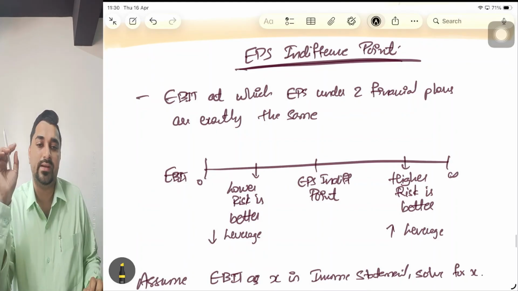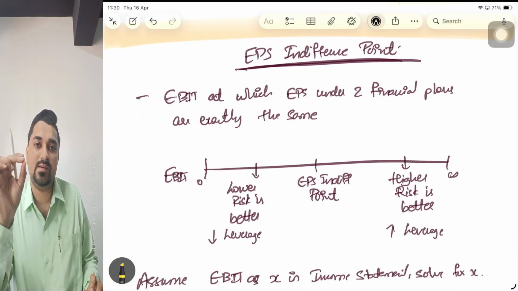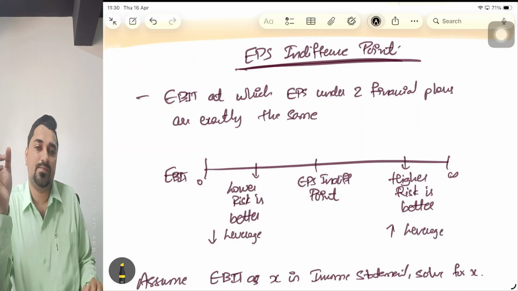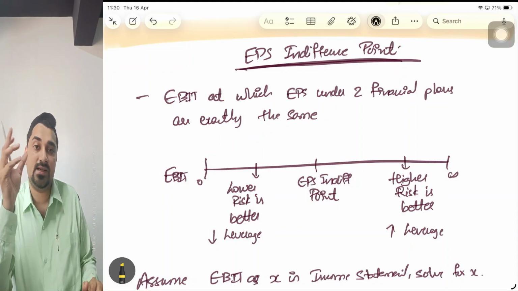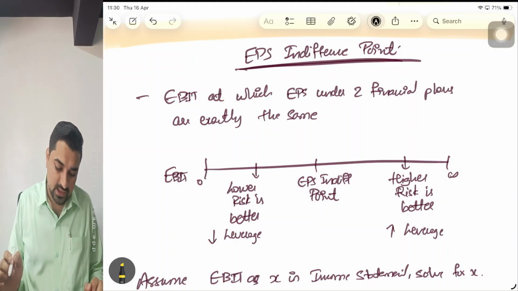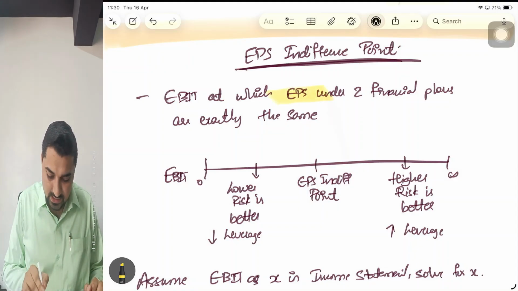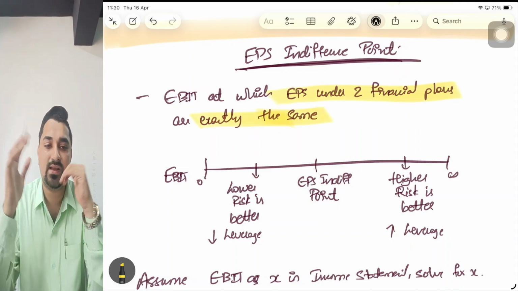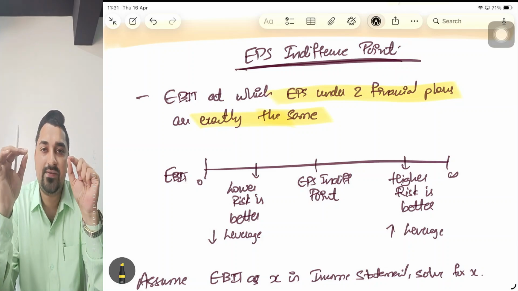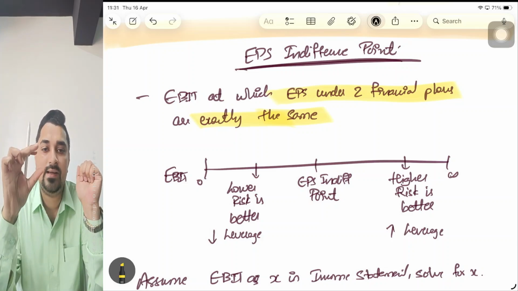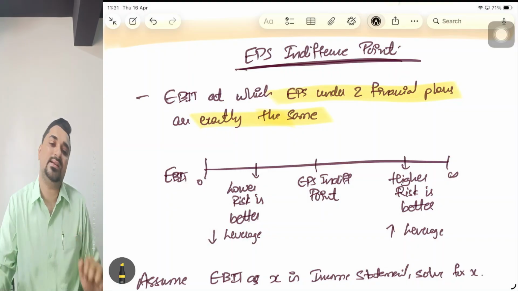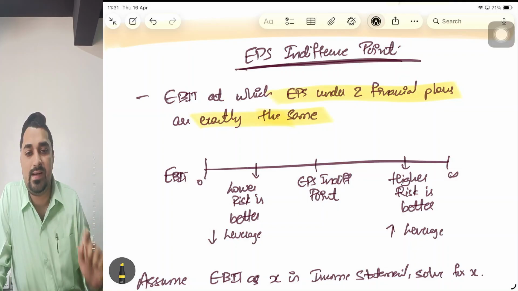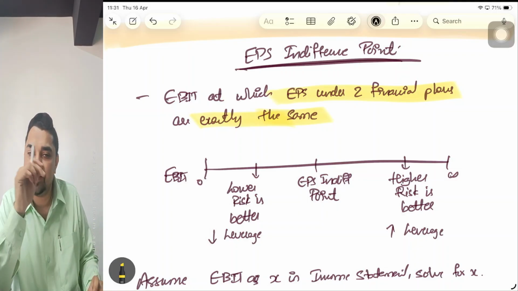Next concept, EPS indifference point. What do you mean by EPS indifference point? Sir, I have two financial plans, plan A and plan B, or plan 1 and plan 2, with a change in debt equity mix. So what is the indifference point? It is that level of EBIT at which EPS under two financial plans are exactly the same. I have two financial plans with different capital structures, and at that EBIT my EPS under the two plans is exactly the same.